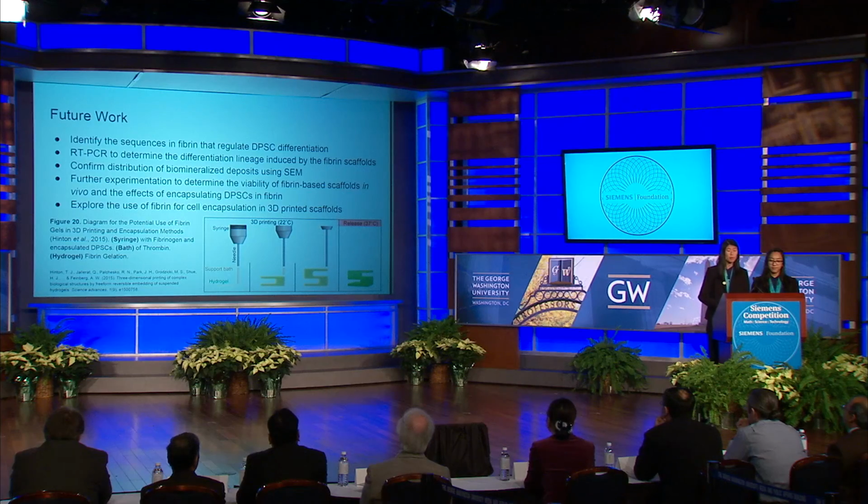Fibrin also has promising future applications in 3D printing and cell encapsulation because thrombin is non-toxic and highly efficient. A sample process of 3D printing is shown in Figure 20, in which a syringe containing fibrinogen and DPSCs is injected and gelated into a support bath containing thrombin.